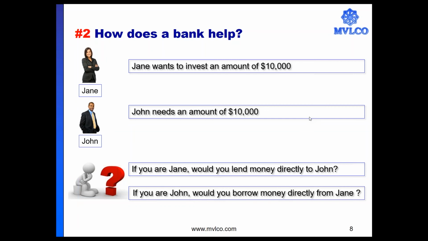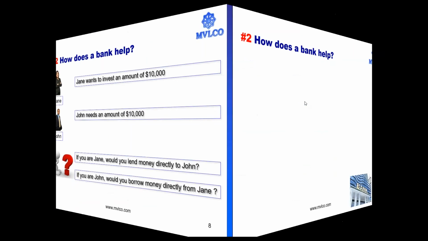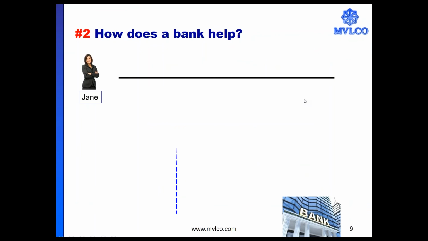So in such a case, both Jane and John would have a problem. Do we clearly understand the problems faced by Jane and John, because of which they are unable to carry out the transaction? They may do it, but then there are risks associated with it. Are we clear about those problems if they do the transaction directly?